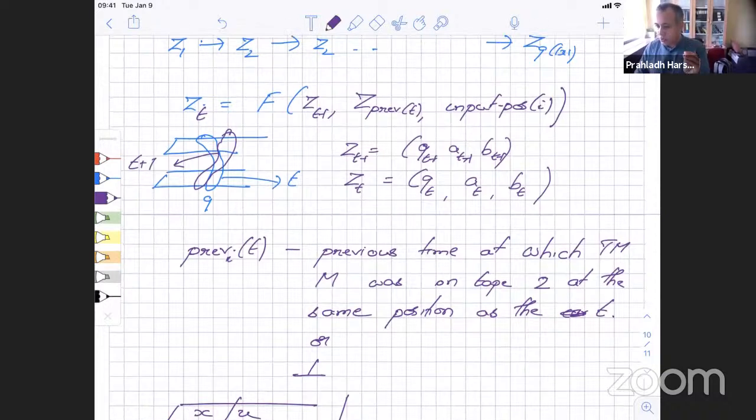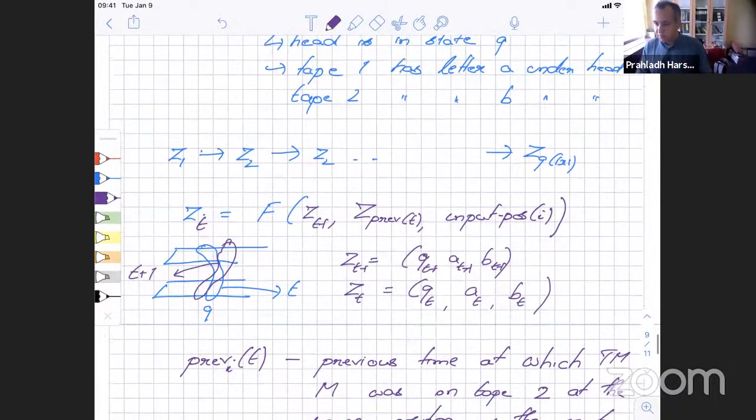A snapshot is what the head sees at time t. Z_t is a snapshot. It's the state of the head, the position, and what is written on the two symbols on the tape, in the input tape and the work tape. Those two symbols. It could be longer if there are k tapes, but let's work with just two tapes. That's what a particular snapshot refers to.